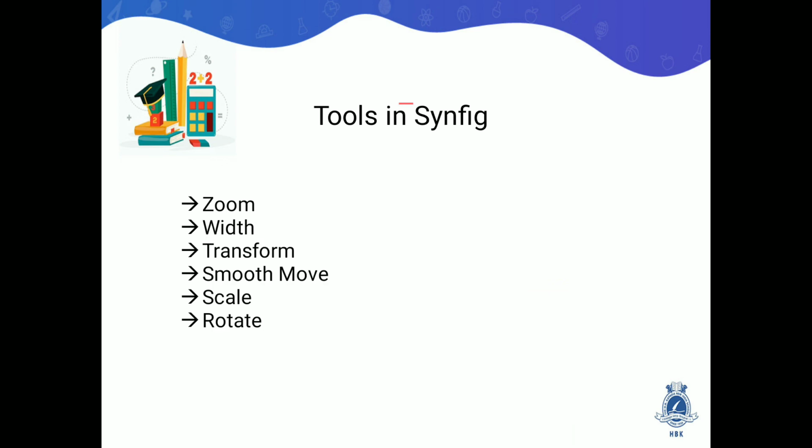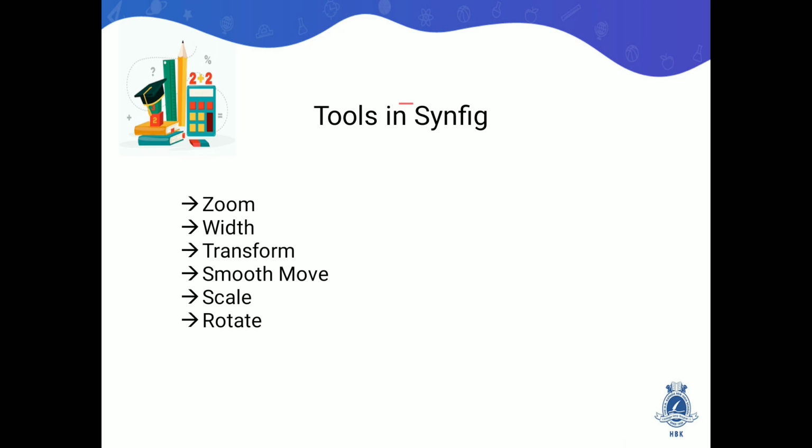Now some of the other tools are the zoom tool. If you want to zoom your object, at that time we use the zoom tool. Then we have a width tool. If you want to modify the width of the object, at that time we use the width tool. Then we have the transform tool. If you want to apply a transformation, or movement, at that time you have to select the transform tool, which is in arrow form, symbolized as an arrow, the first tool of the toolbox.